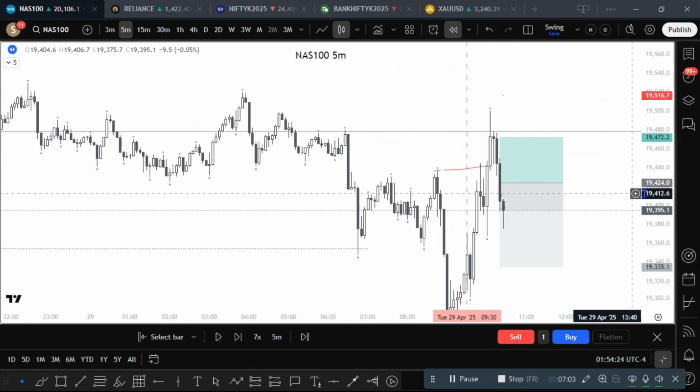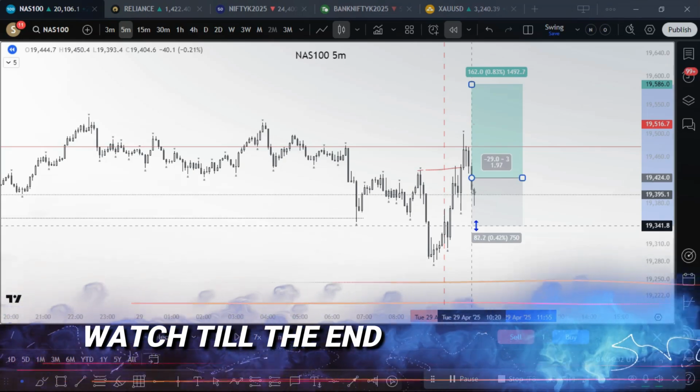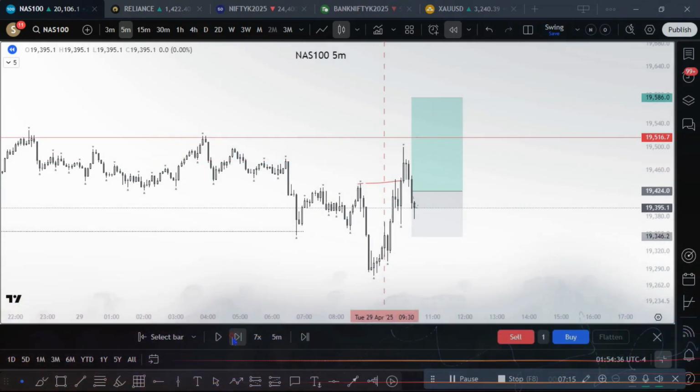Target below swing low, and we will simply mark our 1:2. Alright, now let's see what price is it.